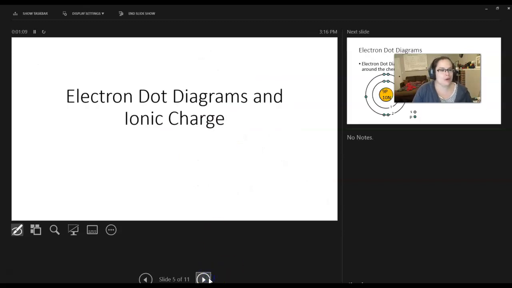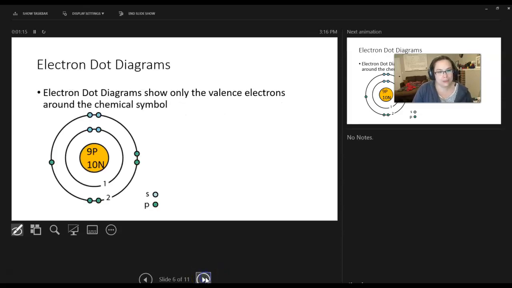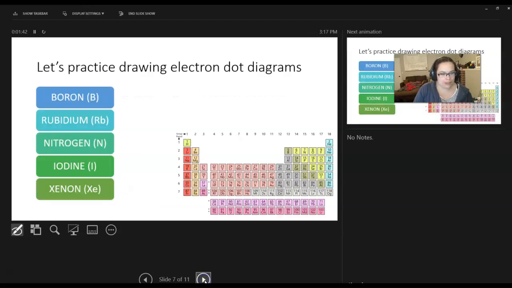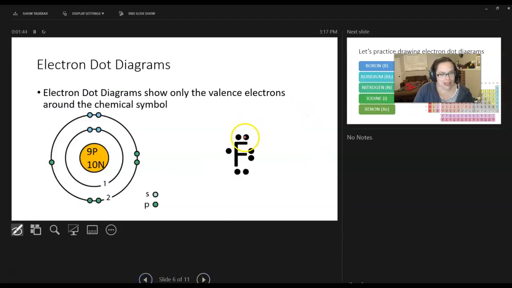The main idea of what we went over was how to draw electron dot diagrams and determine ionic charge. So electron dot diagrams are a lot like Bohr models, but simpler. You show only valence electrons and you put them around the chemical symbol. So for fluorine, we would put 7 electrons around it. You do 1 on each side, and then you start to pair them. I always start at the top, but you are welcome to start on whichever side you prefer.